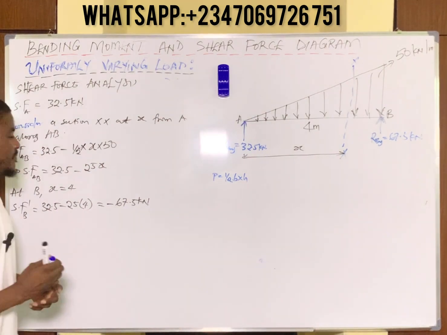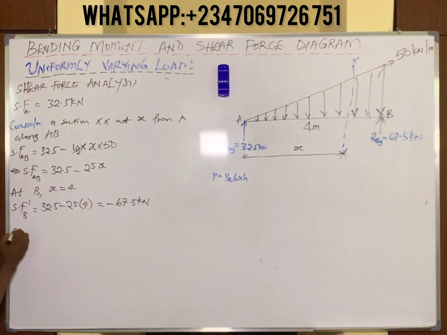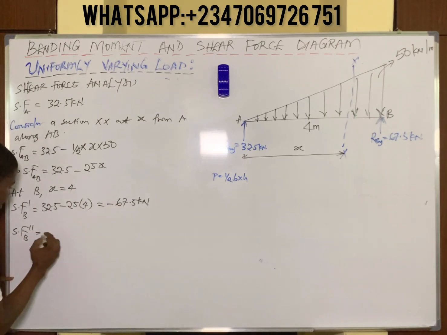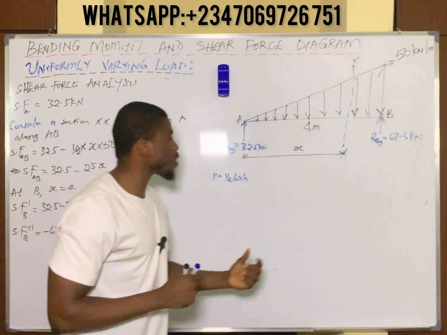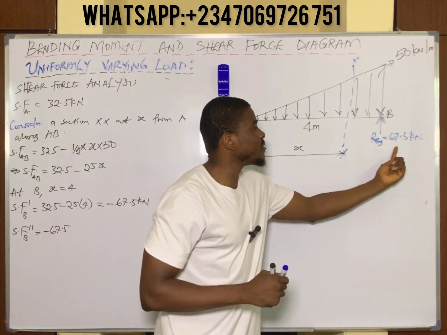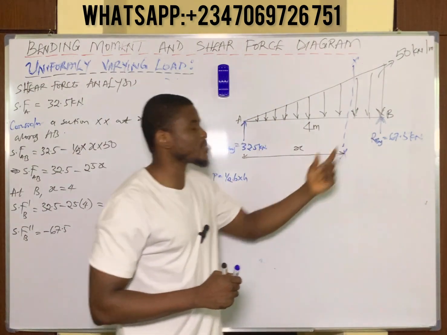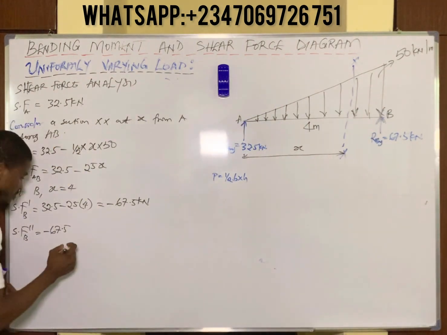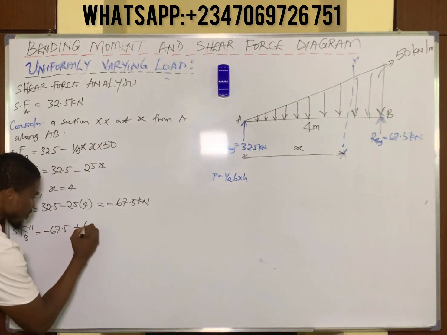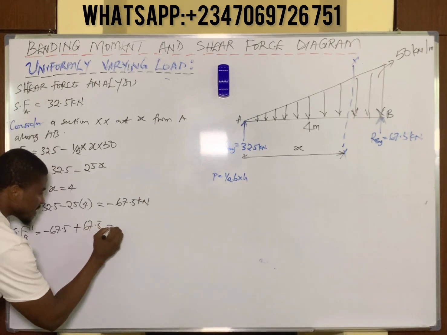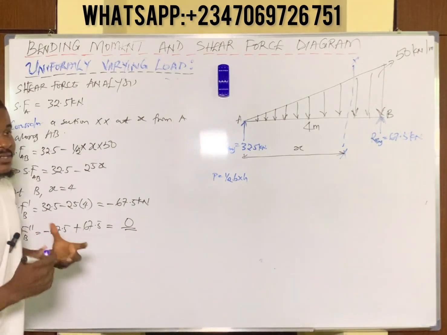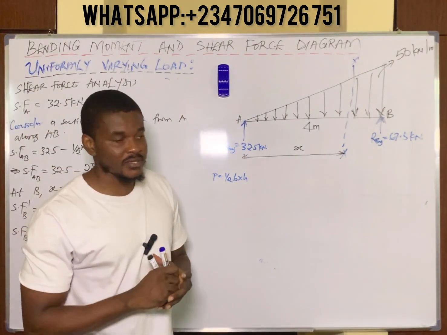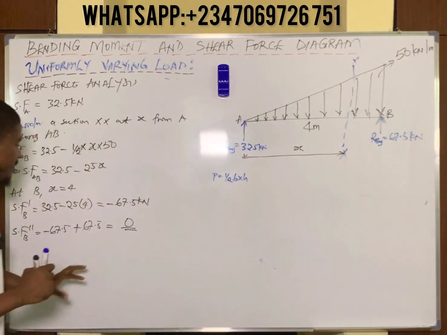Now, finally at point B, you indicate that with shear force B double prime, which means that this negative 67.5 kilonewton force now encounters an upward force of value 67.5, and since it's upwards, it's considered positive. So negative 67.5 plus 67.5 gives us 0. At the end of every shear force analysis, you must always have 0 as your answer. So this is achieved. We have 0 now.